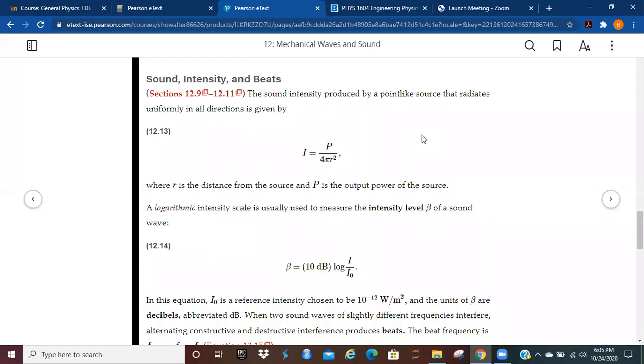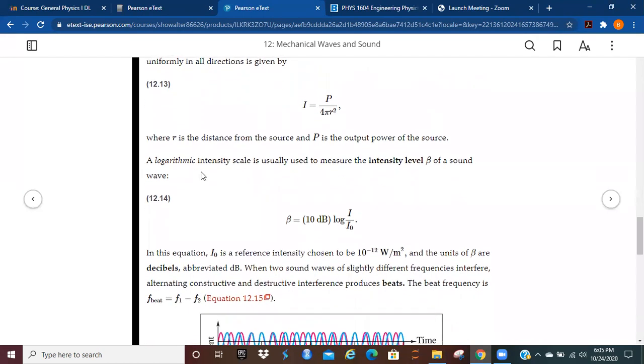Okay, this lecture is going to go through sections 12.9 through 12.11, sound intensity and beats. The sound intensity produced by a point-like source that radiates uniformly in all directions is given by the formula there, 12.13. Intensity is going to be equal to the power output of the source divided by 4 pi r squared.